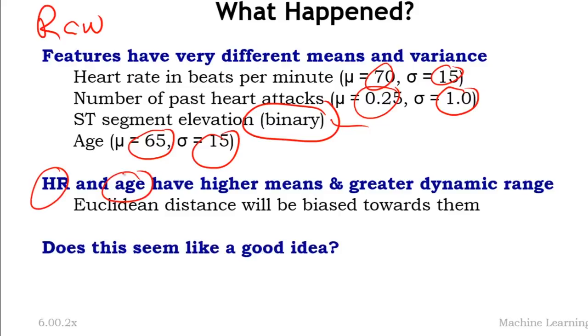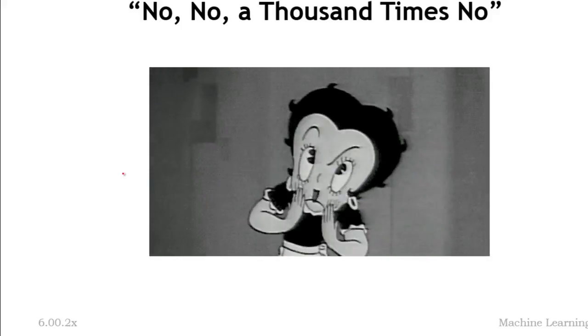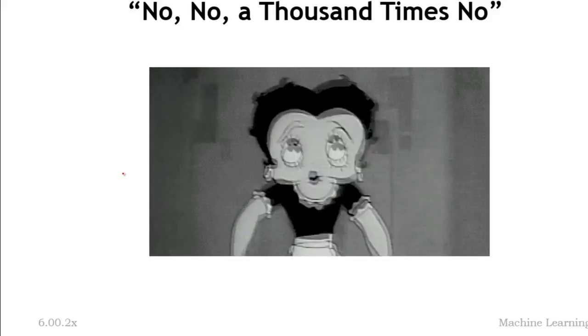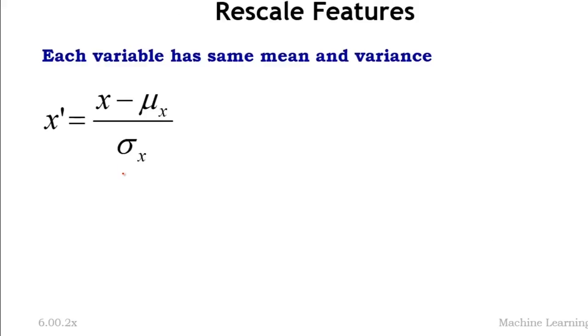Is this a good thing? Well, to quote the immortal Betty Boop, no, 1,000 times no. What do we do about it? We rescale the features so that each variable has exactly the same mean and variance. Here's how we do it. The new value of a feature, x prime, will be computed by taking the old value, subtracting from that the mean value of that variable, and then dividing it by the standard deviation of that variable.